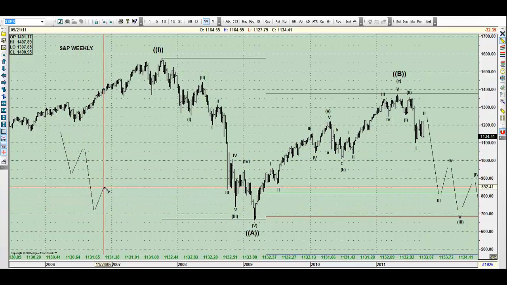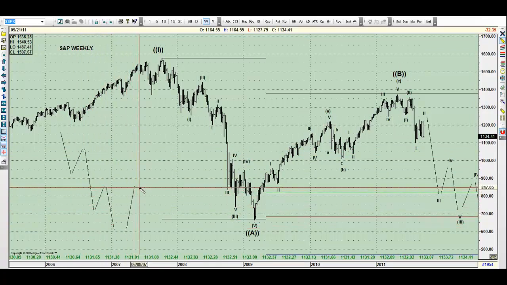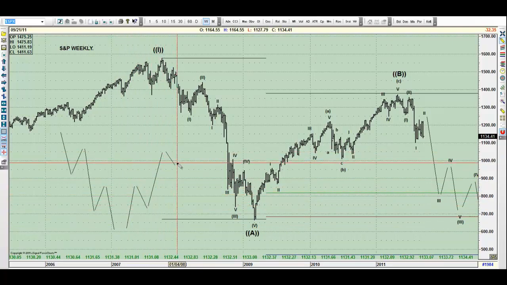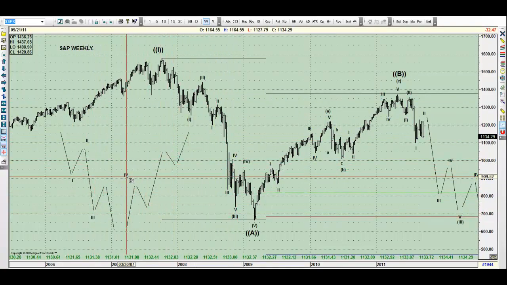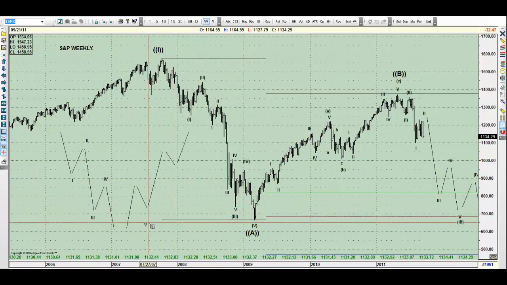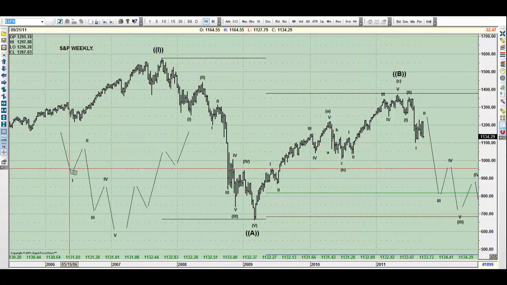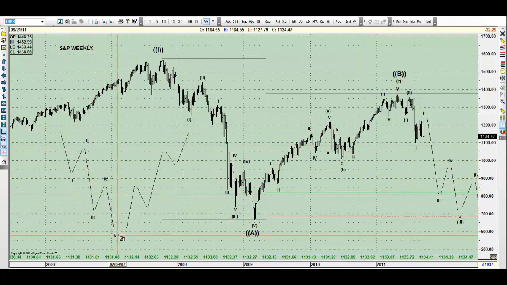In the bear market, that's a motive wave. In a bull market, of course, it is upside down. Now, in the motive wave, as you can see, you can label it 1, 2, 3, 4, and 5. This is wave 1, wave 2, wave 3, wave 4, and wave 5.